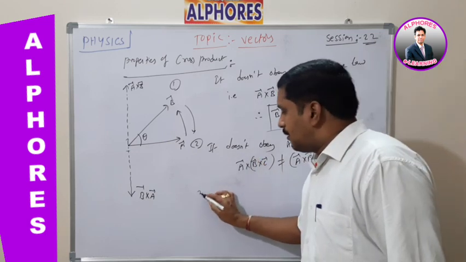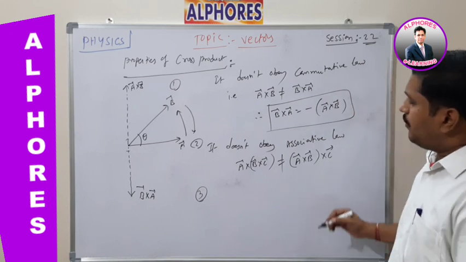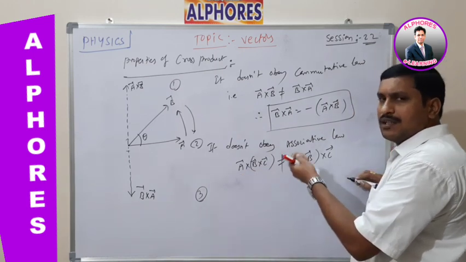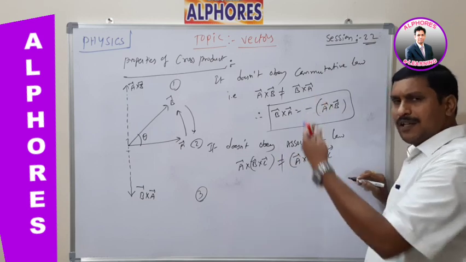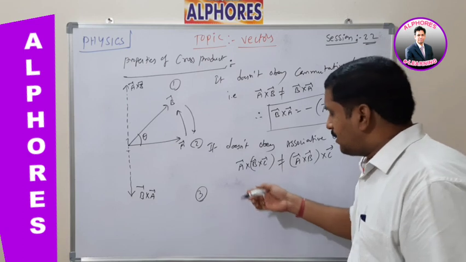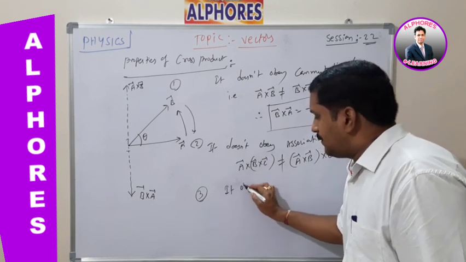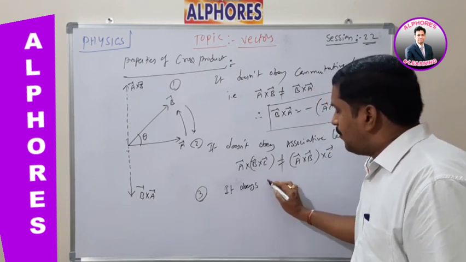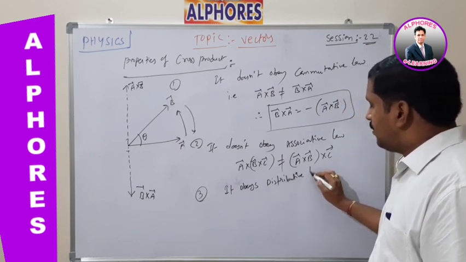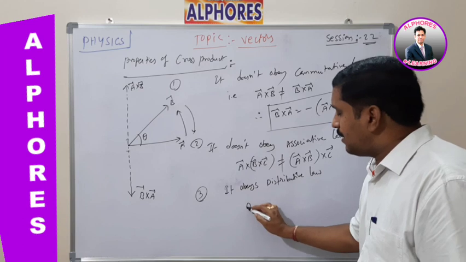To see how it doesn't obey, you have to take different vectors and take the cross product of these three vectors, and you get different values. This can be explained later, after knowing how to cross product two vectors. Now listen carefully. Again, it obeys the distributive law.